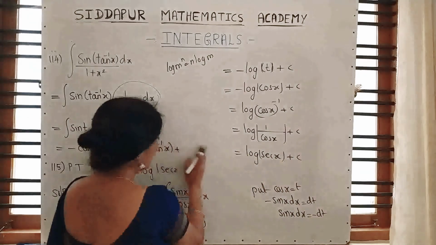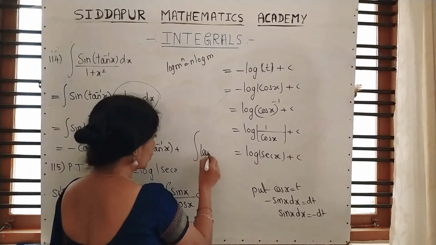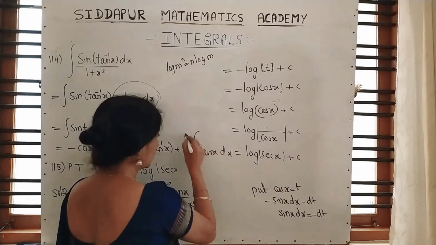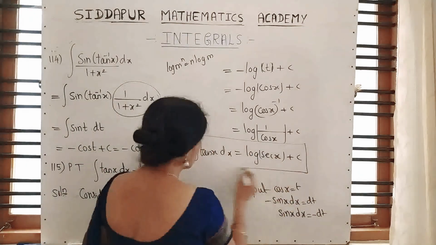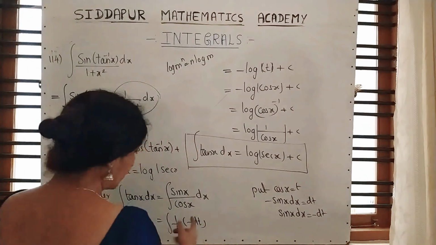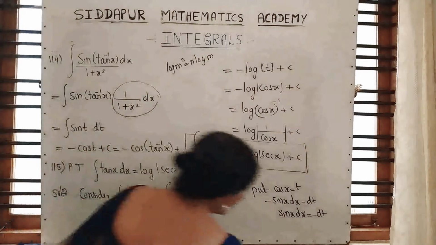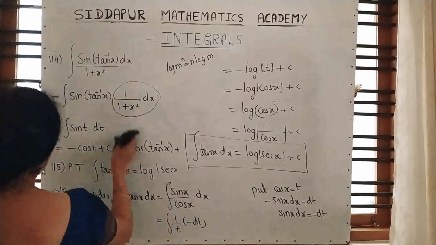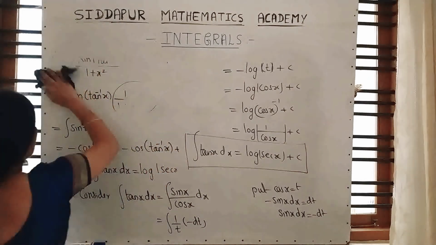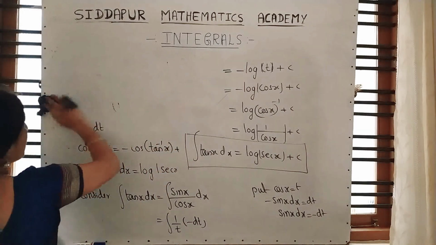That means integration of tan x into dx is the log of secant x. Understood? That is very interesting and important also. Moving to the next question, 116.